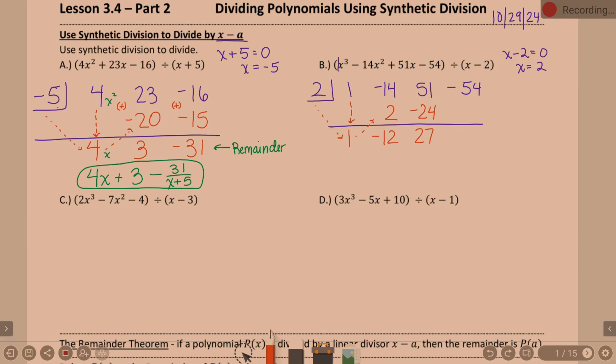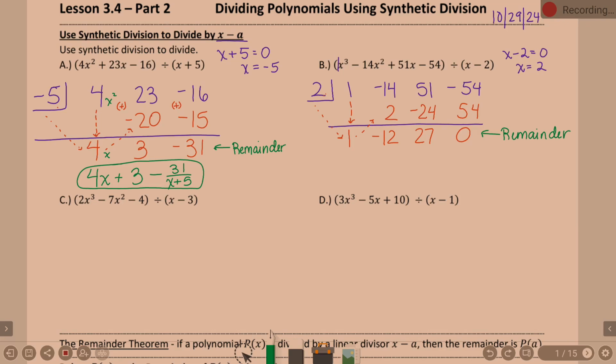Now what? 2 times 27 is 54. Add. Negative 54 plus 54 is 0. What does that 0 represent? Remainder. Can we have a remainder of 0? Yeah, we can. We put the 0 to complete our synthetic division, but when I go back and list my answer, I'm not going to list it as part of my answer. Okay? So the 0 I won't have to list. That's my remainder.